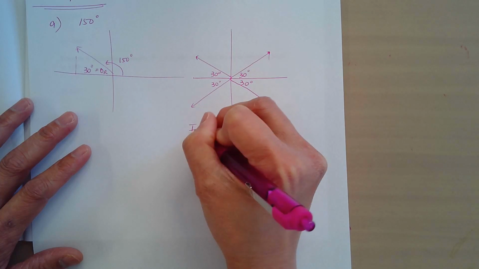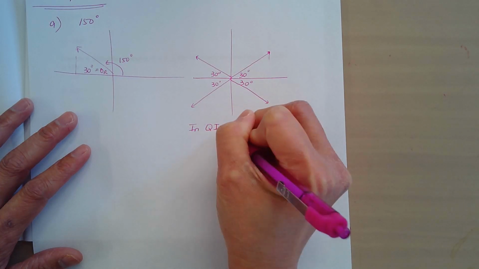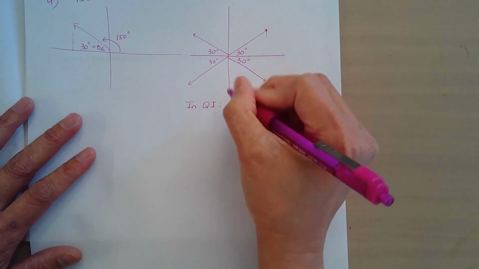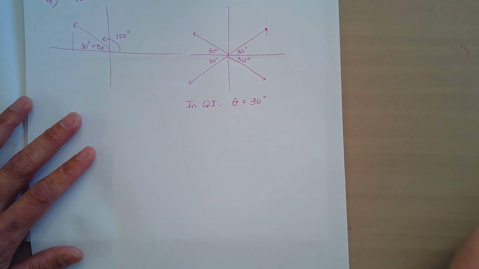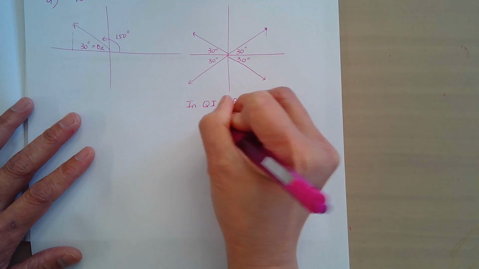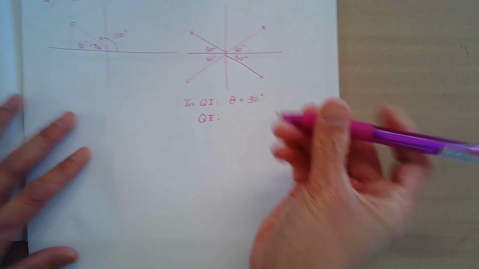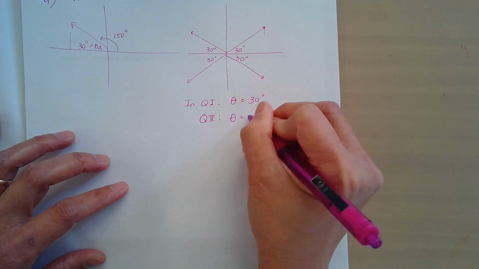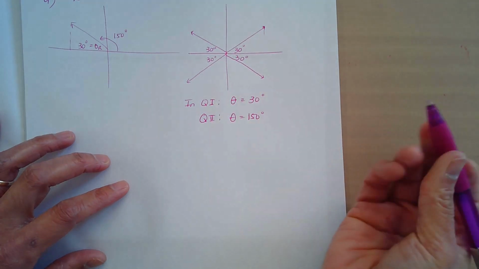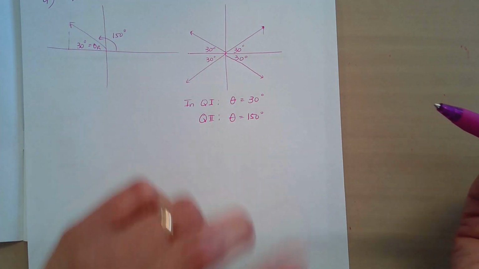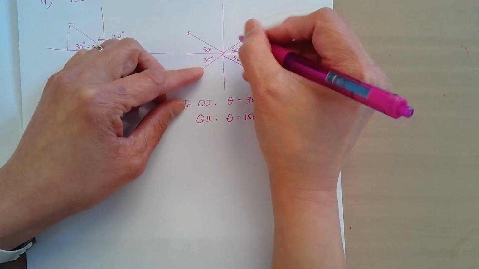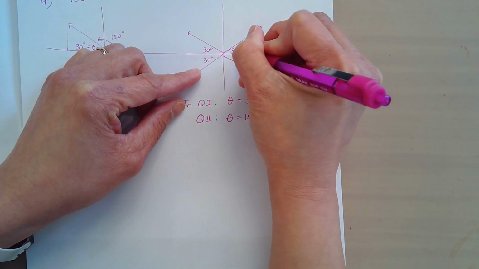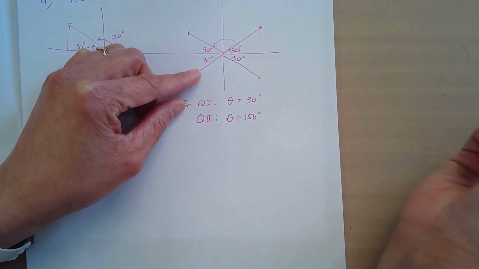So in quadrant 1, theta is equal to 30 degrees, right? In quadrant 2, what would it be? 150, okay, 150. Is everybody okay with that? Which is our original question, right? Because if you go from here, that's a 30. If you go from here to here, that's 150.